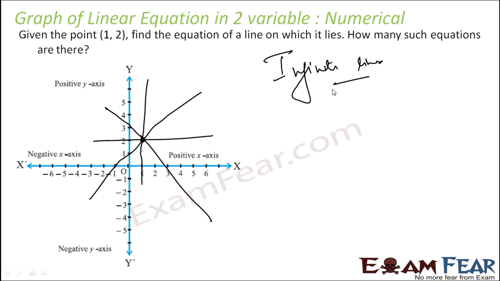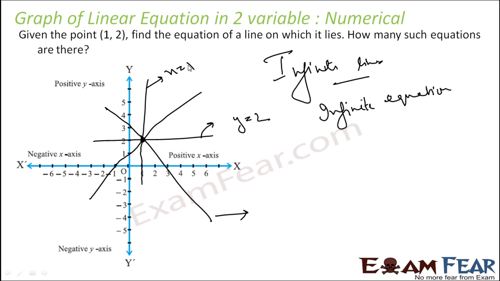So if there are infinite lines, each line corresponds to a solution, or each line corresponds to an equation. So you'll have infinite equations. Hope you understand. Because each line corresponds to an equation. For this line, I'll have the equation y is equal to 2. This line is x is equal to 1.